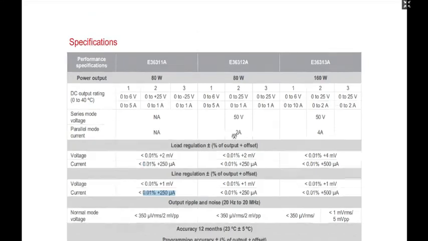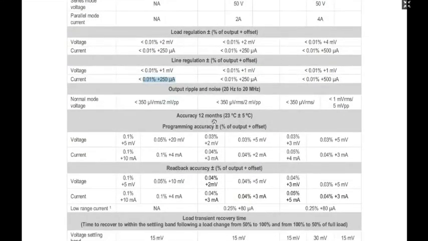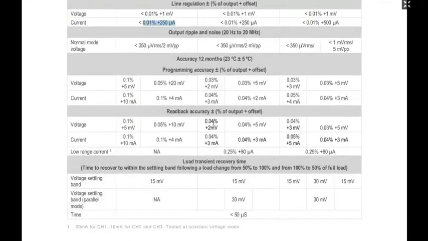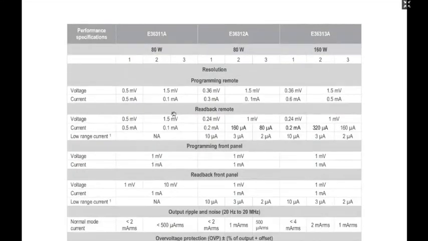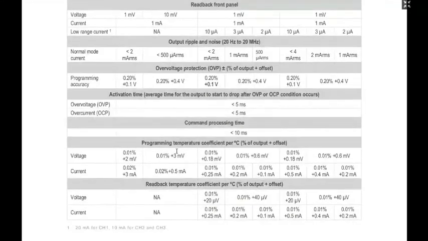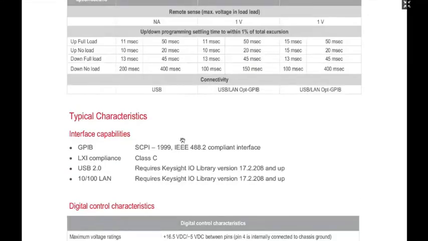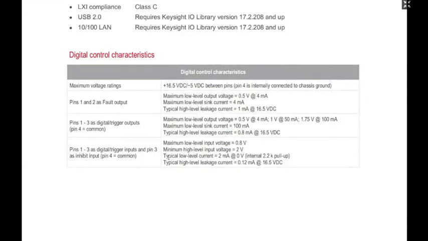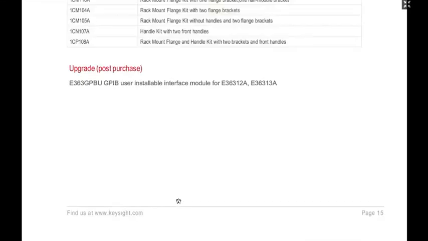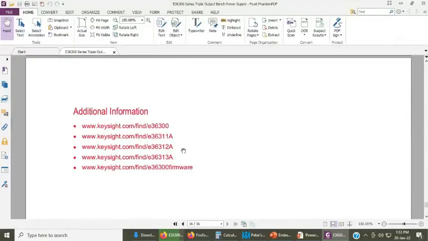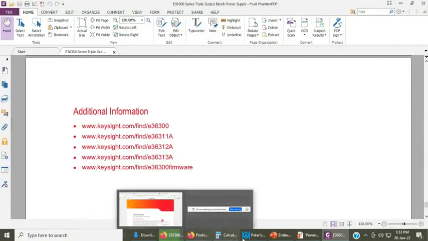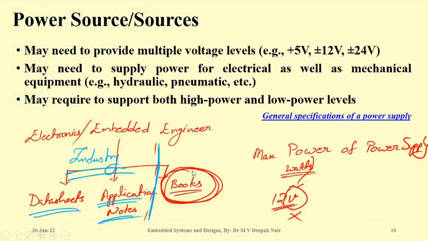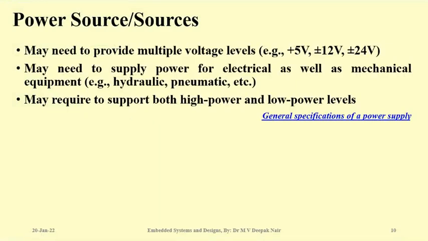Apart from that, you see here accuracy after 12 months, right? Then readback accuracy. So how many terms do you know about the power supply? These kinds of things you can only know when you go through the data sheet. The more you get deeper into the data sheet, the more you will learn. We will study more deeper topics of the data sheet when we study the microcontroller. Okay, so these are the things.